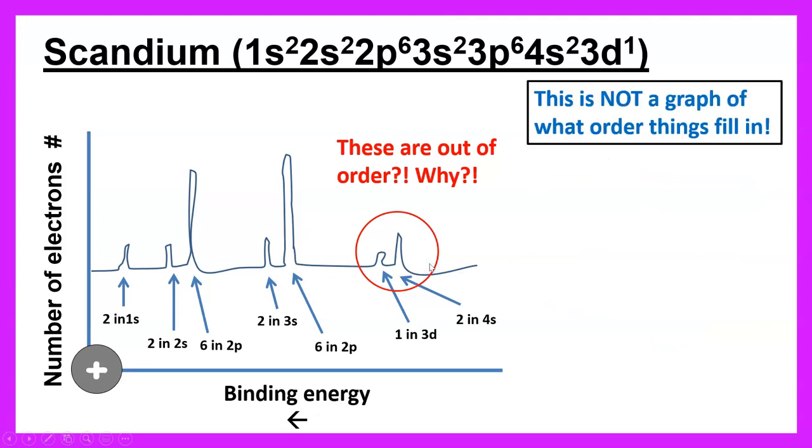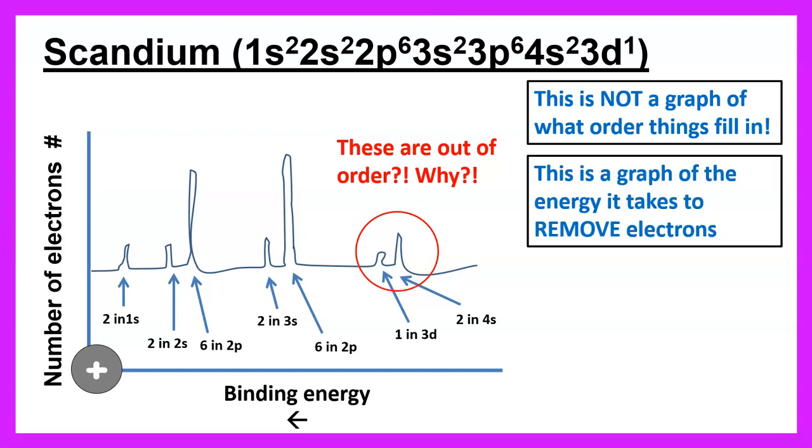This is not a graph of what order my orbitals fill. This is a graph of how much energy it takes to remove the electrons. Do you remember when we were writing configuration of ions? Right? We had to think about what order things fill and remove in. And I would have told you to take from the highest energy level first, take the 4s electrons first. Well, look, the 4s peak is a lot easier to take, isn't it? It's further to the right. That's why we remove them first.